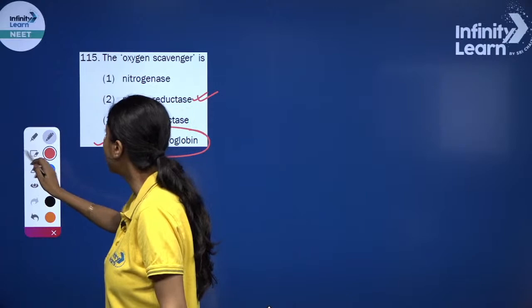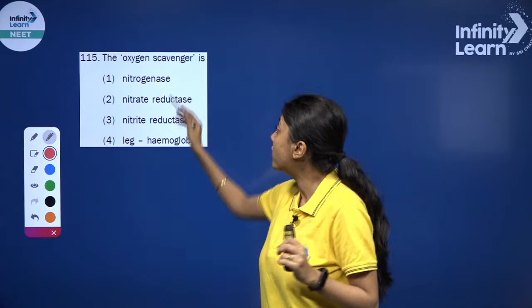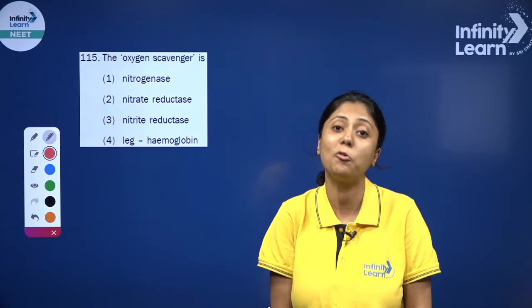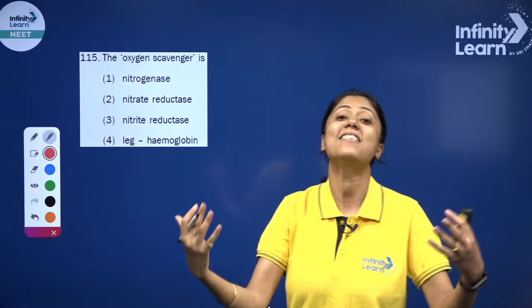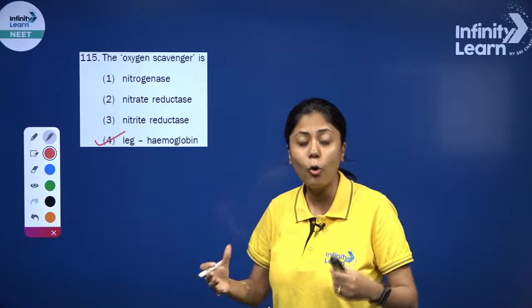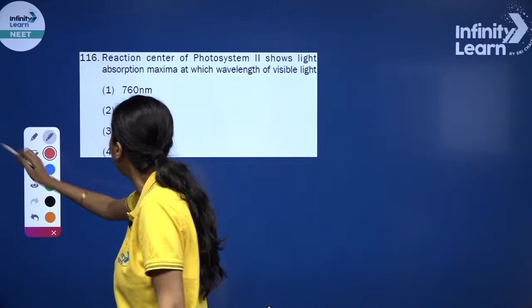the oxygen scavenger is nitrogenase, nitrate reductase, nitrite reductase, or leghemoglobin. Simple question. Oxygen scavenger during the process of biological nitrogen fixation is the leghemoglobin, leguminous hemoglobin, right? Because the enzyme nitrogenase is highly sensitive towards oxygen. For that reason, the nitrogenase enzyme needs to be protected, and it will be protected with the help of the leghemoglobin, which will be acting as an oxygen scavenger, and it will be taking out all the oxygen nearby the nitrogenase enzyme. Okay? Next question, very simple one again.